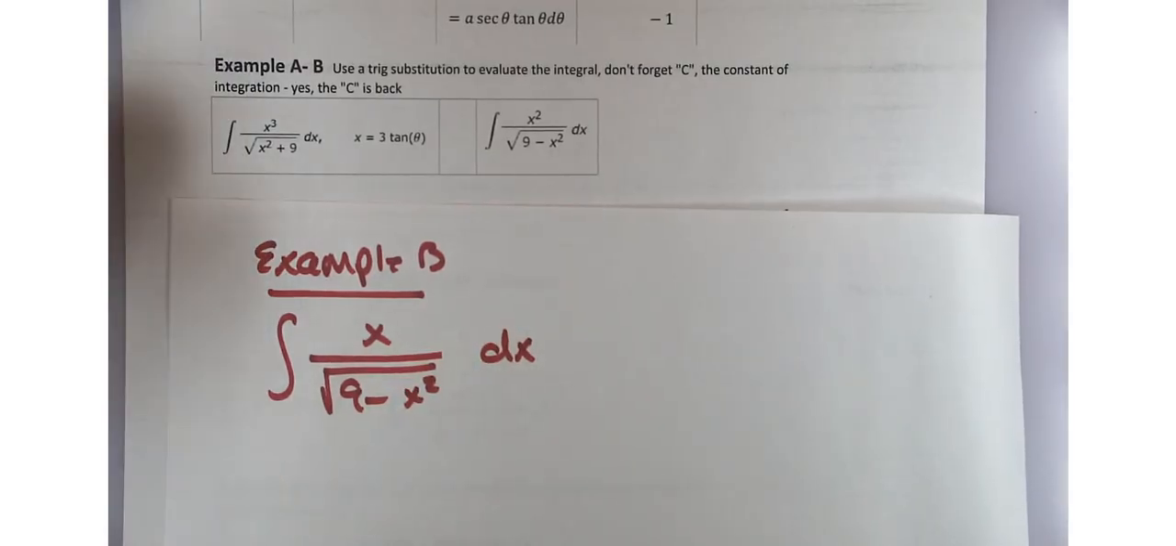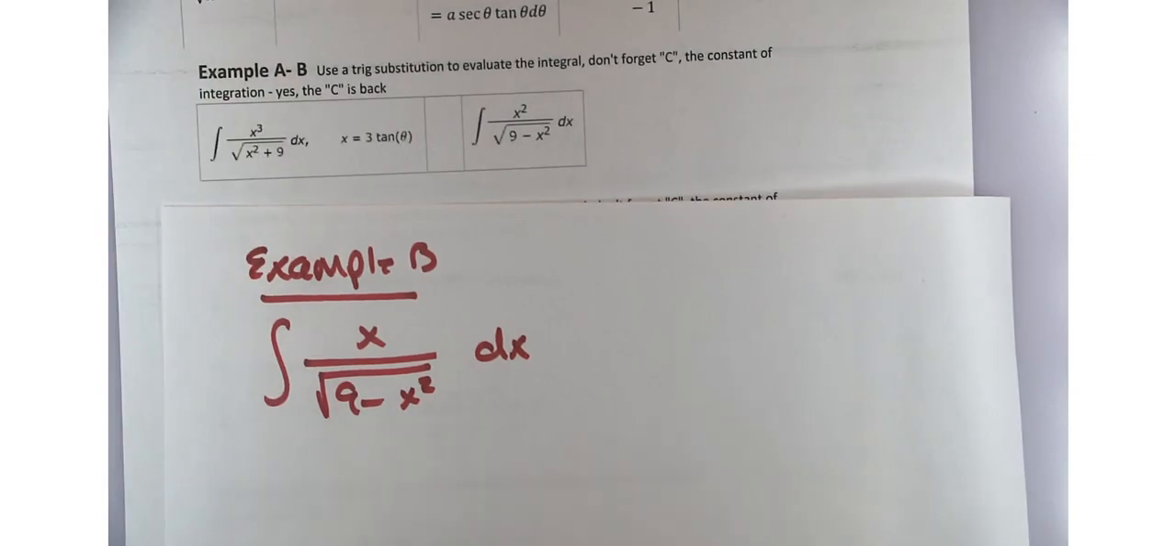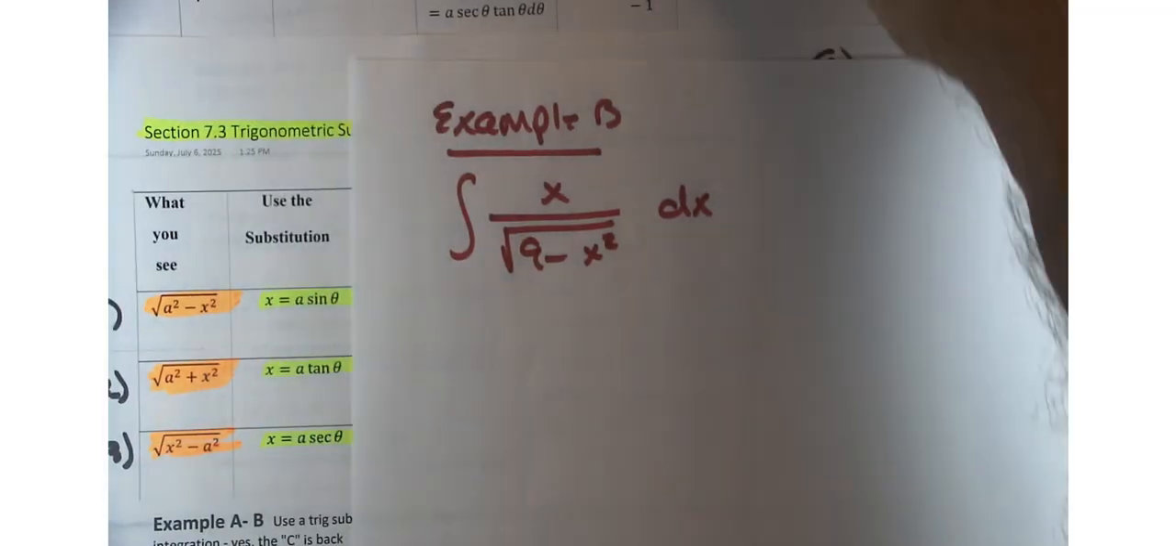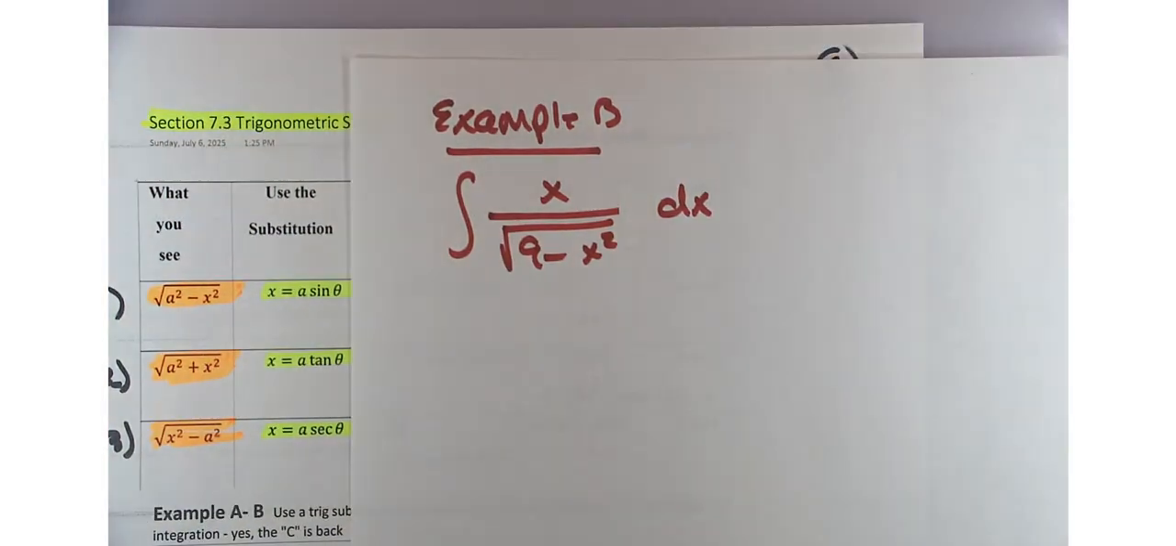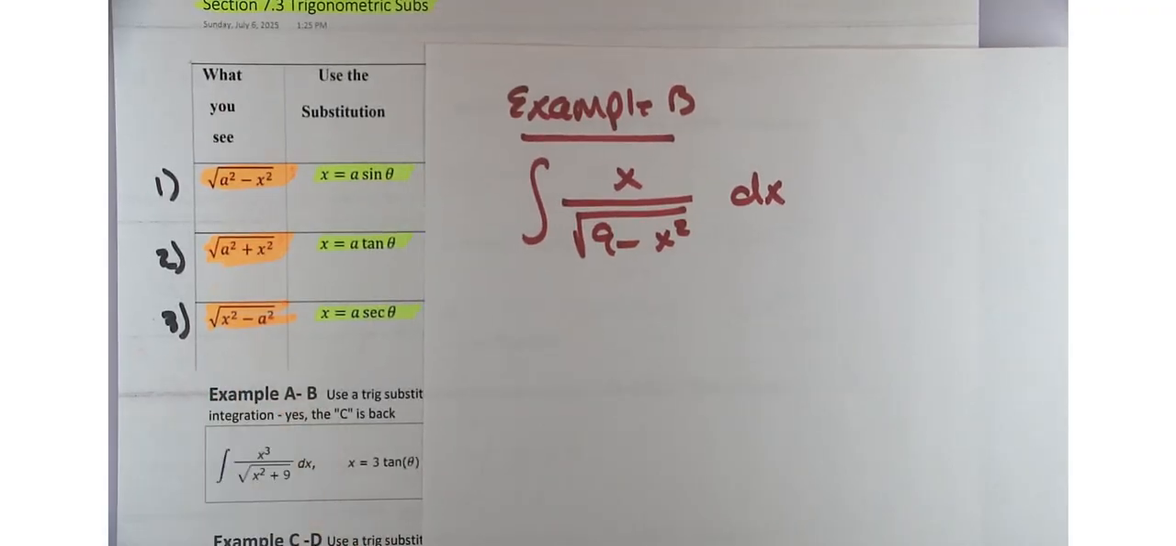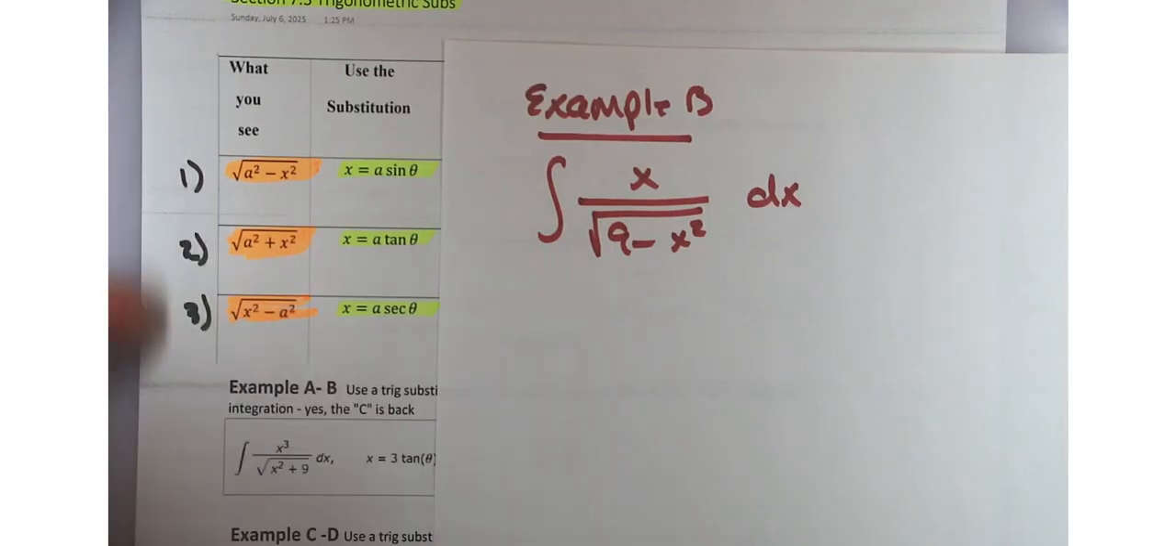Okay. Once again, we have to decide which one of these trig substitutions we are going to do. Which one looks like it fits, 1, 2, or 3? Number 1? How come it's not number 3? I mean, both of these look pretty much the same. How come it's not number 3?